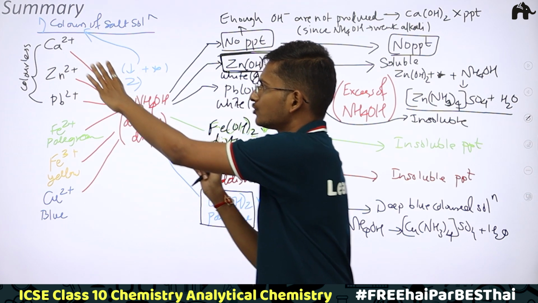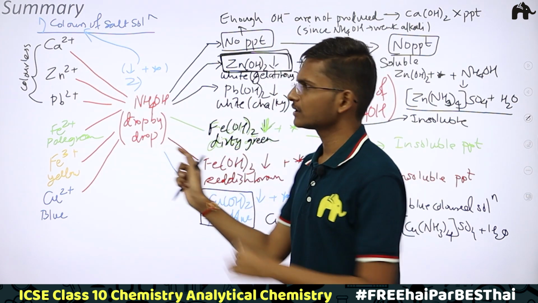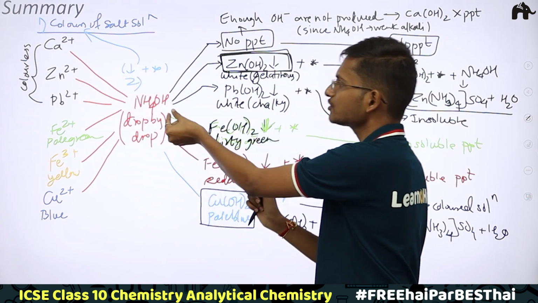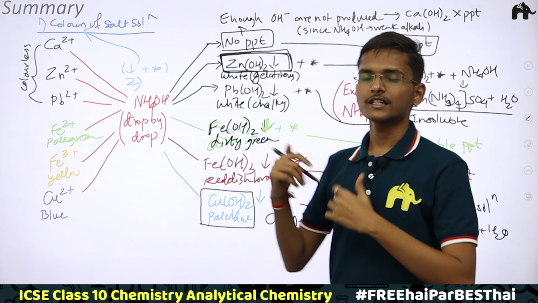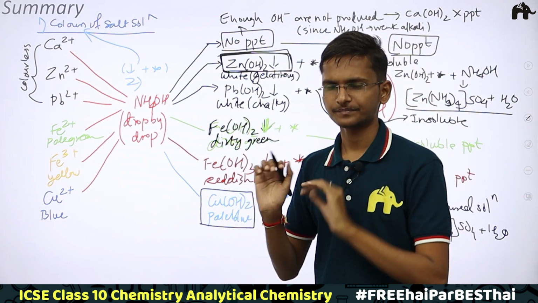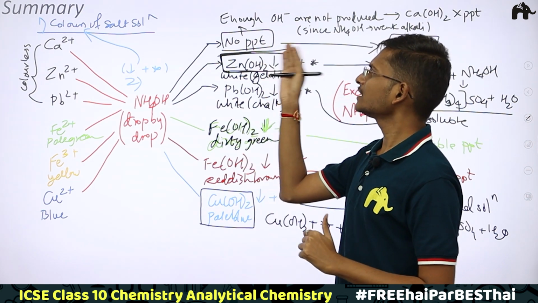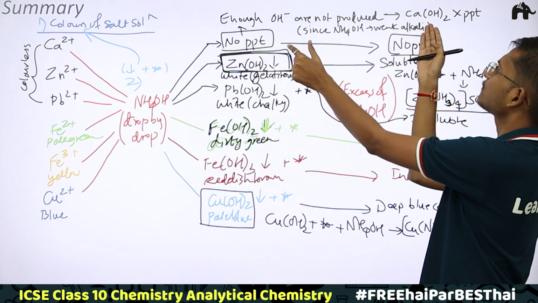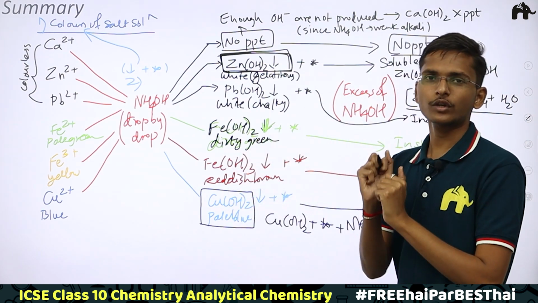What happens to these salt solutions when we treat them with ammonium hydroxide drop by drop? Calcium salt solution, when treated with ammonium hydroxide, does not give us any precipitate. We have studied this. Now quickly write the reason for your reference. Why is the calcium hydroxide precipitate not getting formed? Because enough hydroxide ions are not getting produced.